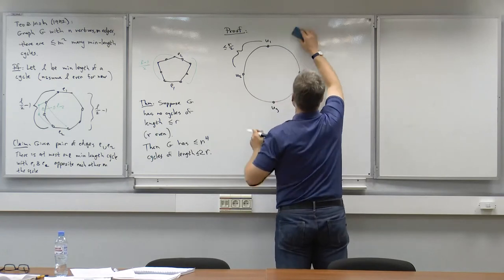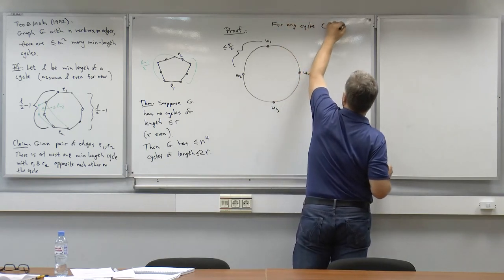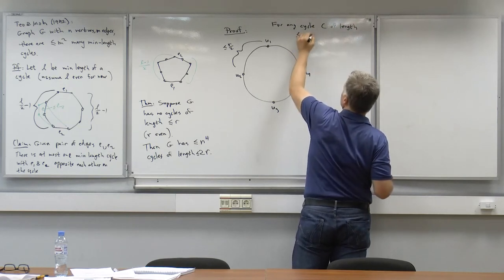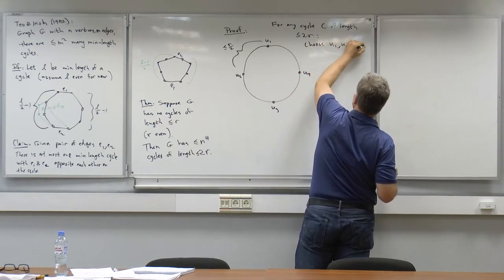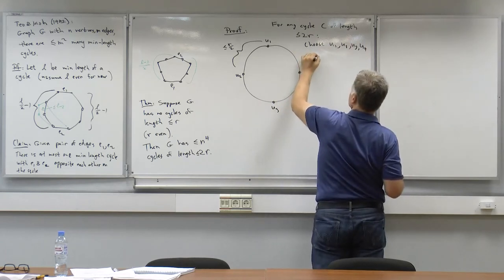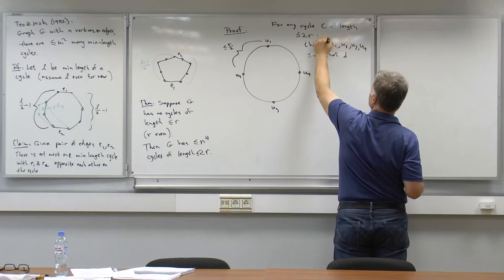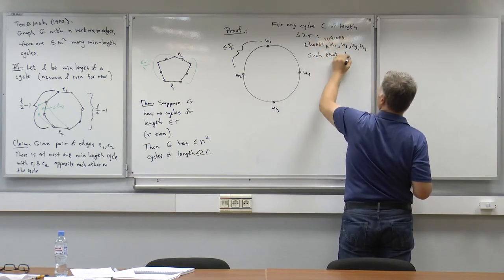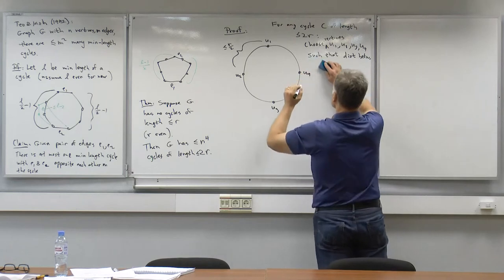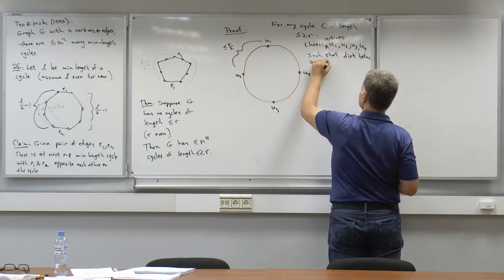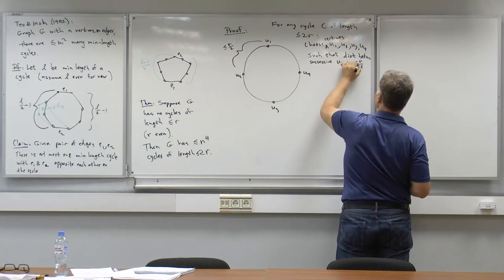Suppose for any cycle C of length at most 2R, choose U1, U2, U3, U4, such that the distance between adjacent vertices, successive vertices, I probably should use that word, U sub i, is at most R over 2. Okay.